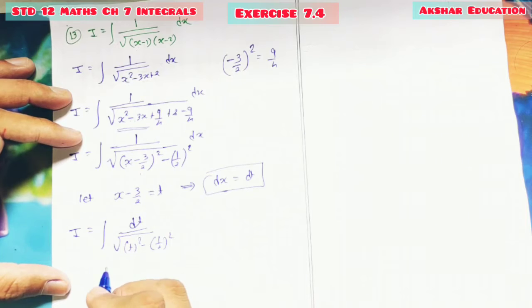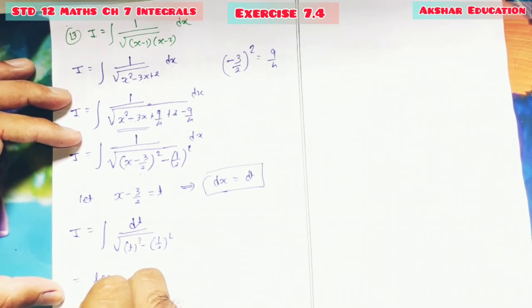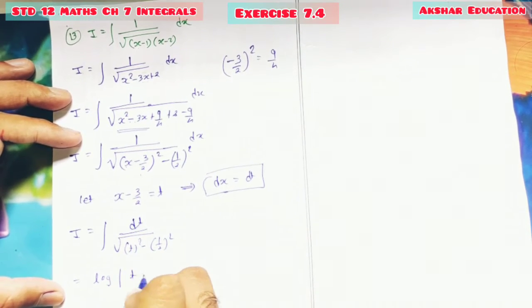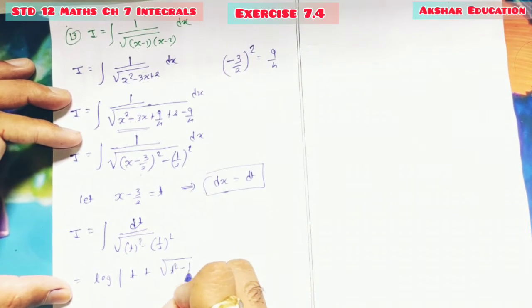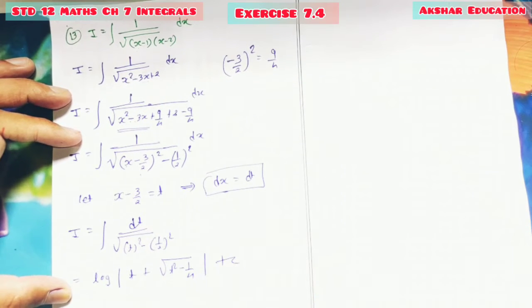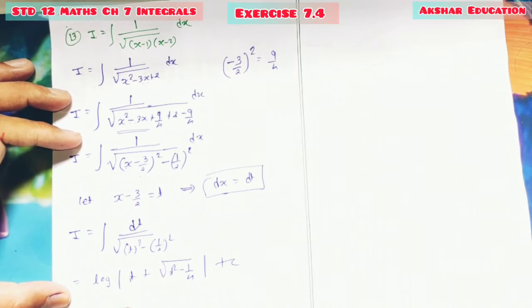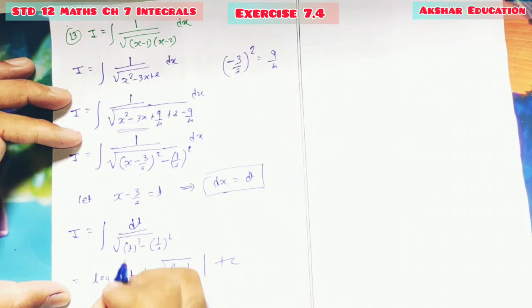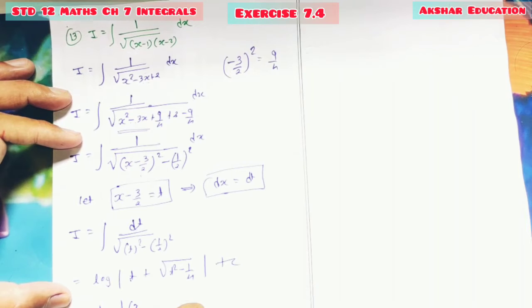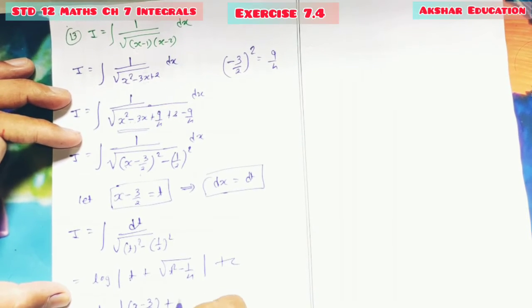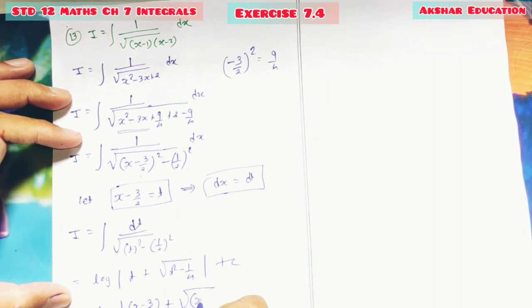x square minus a square, what will it be? log mod x, log mod x plus square root of x square minus a square. It's t plus square root of t square minus 1 by 4 plus c, and replace the value of t, which is x minus 3 by 2. So this is your answer. This is log mod of, sorry, t is x minus 3 by 2 plus square root of x minus 3 by 2 whole square minus 1 by 4 plus c.